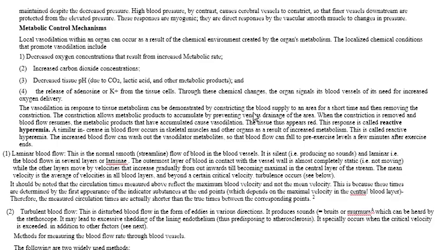Vasodilatation in response to tissue metabolism can be demonstrated by constricting the blood supply. Okay, so there will be constriction of blood vessels, for a short time and also can be a long time. The constriction allows metabolic products to accumulate by preventing venous drainage of the area. When the constriction is removed and the blood flow resumes, the metabolic products that have accumulated cause vasodilatation, so there will be excretion of waste products.